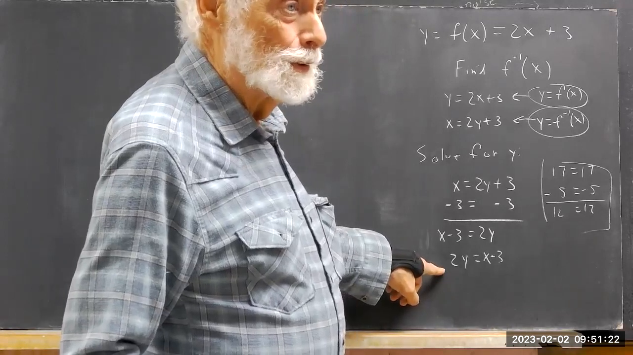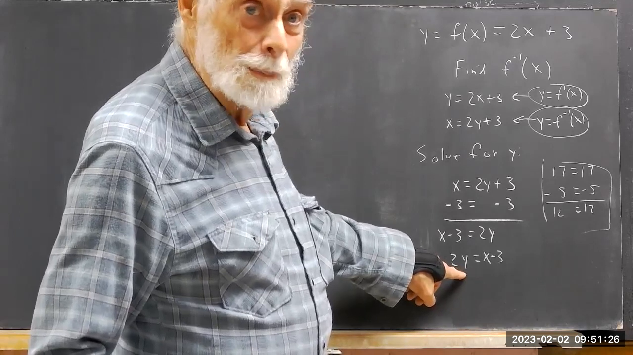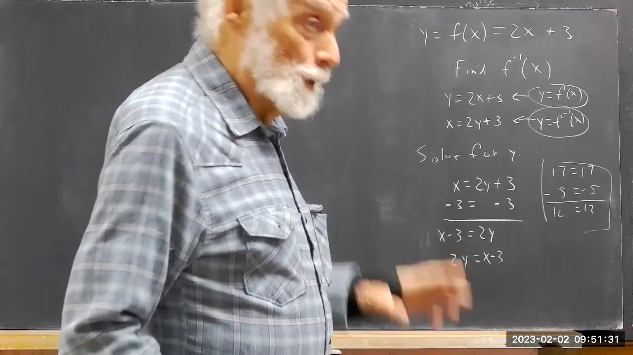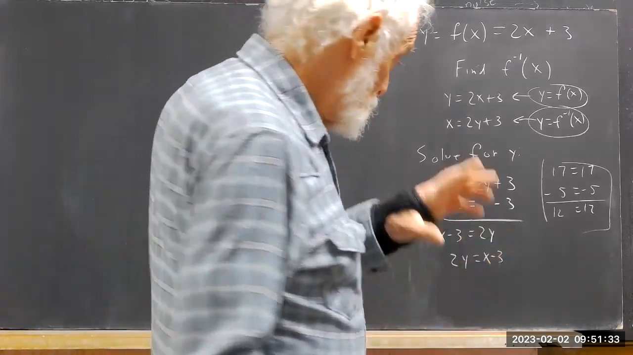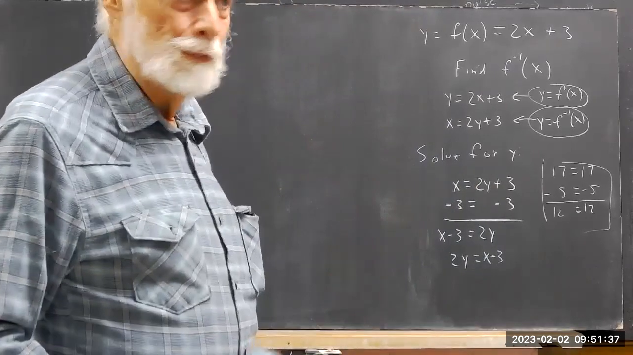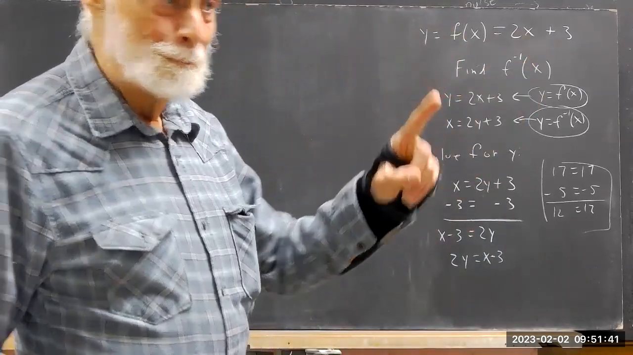I mean, it doesn't affect this 2 at all, because you don't know what y is. 2 is multiplied by y. You don't get rid of a multiplication by subtracting. But a lot of people want to do that. So what we have to do is divide by 2. We divide 2y by 2, we end up with 1y, right?